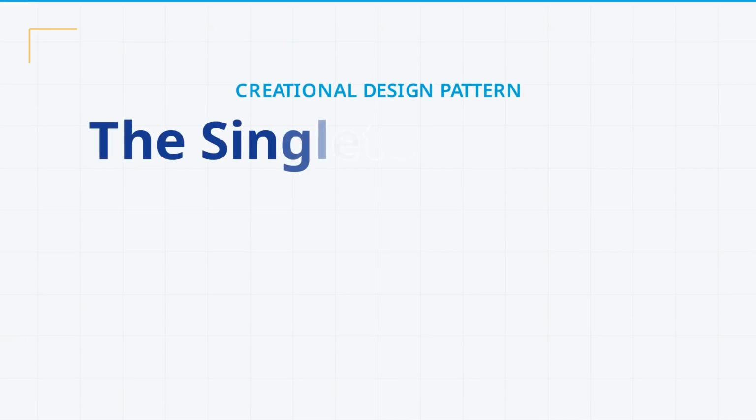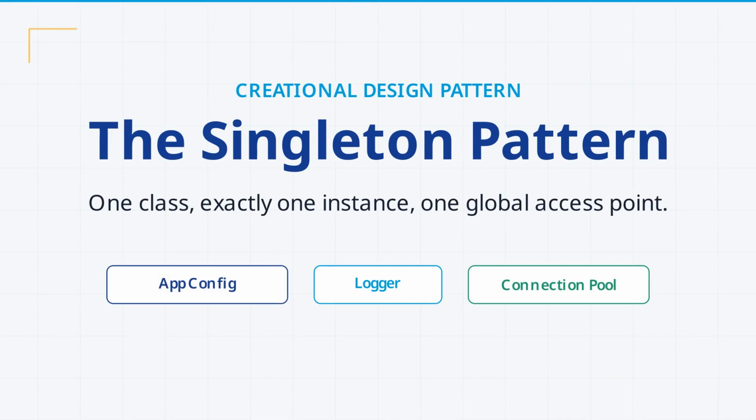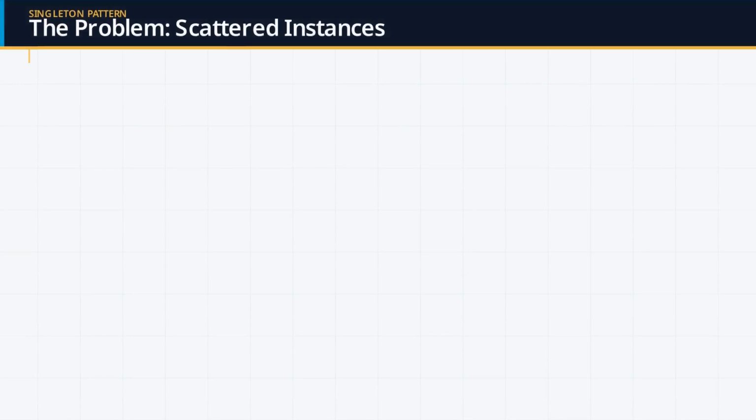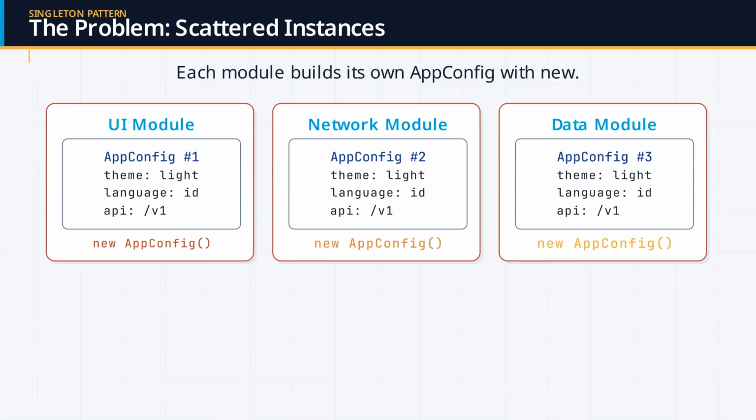Welcome. Let's meet the Singleton, a creational design pattern that guarantees a class has just one instance, with a single global access point. Think AppConfig, Logger, or Connection Pool.